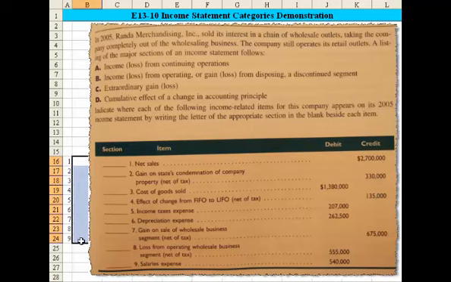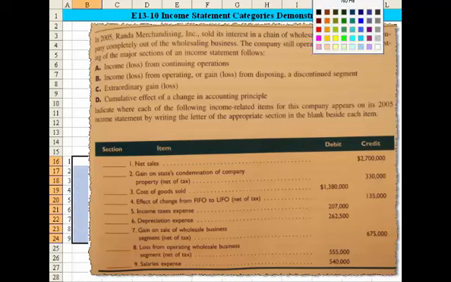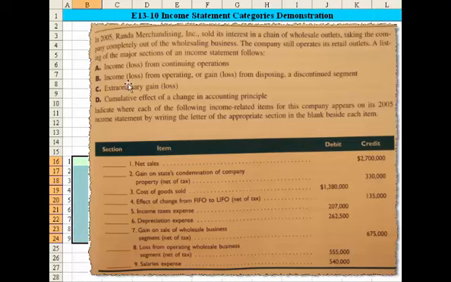So we'll put the information right in here, and why don't I just color this so we know where we're going to be putting the answers. Okay, so the first item is net sales. Well, that should be easy. Net sales is part of income from the continuing operation, right? Let me put my caps lock on. And that takes care of item 1.